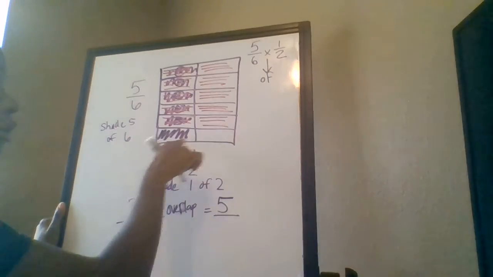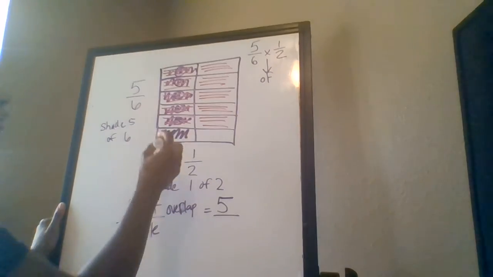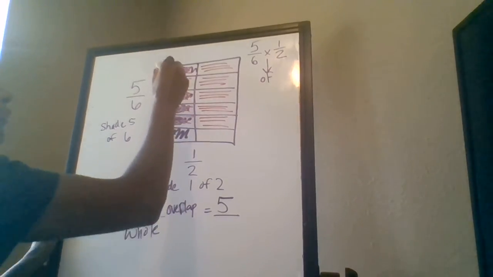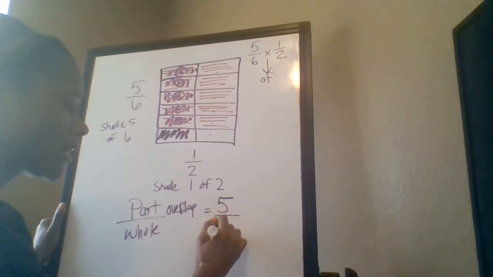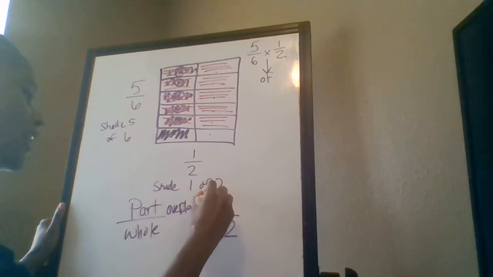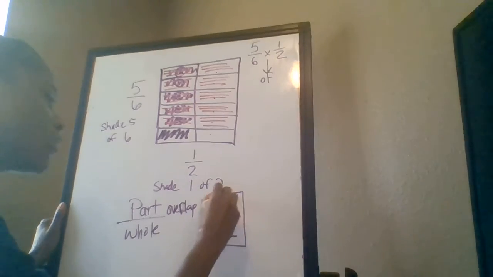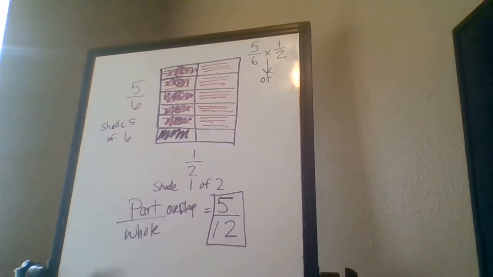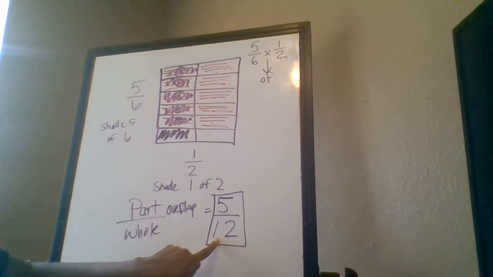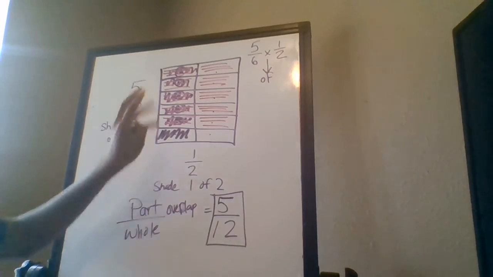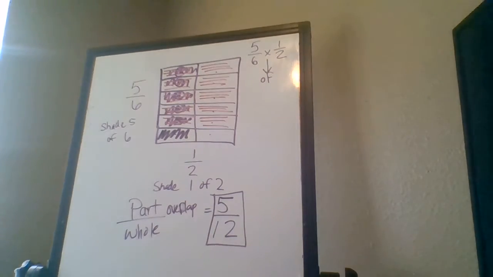The denominator, the whole, is going to be the total number of boxes in one whole. So we have 1, 2, 3, 4, 5, 6, 7, 8, 9, 10, 11, 12 total boxes in one whole. So the fraction that we have here is 5/12 based on the model. The part that overlaps is 5 and we have 12 to represent the whole. If you remember a fraction is a part out of a whole, you can apply that information to this.